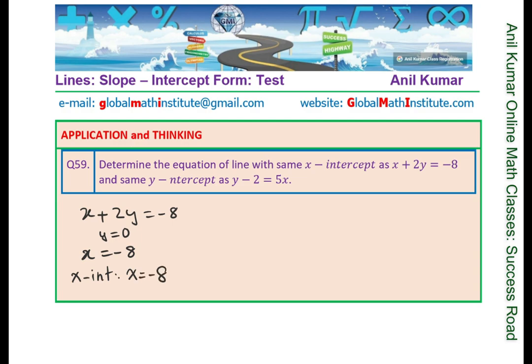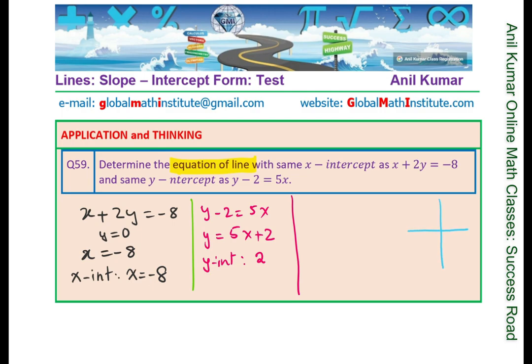Now let's look into the second line, which is given to us as y - 2 = 5x, or you can say y = 5x + 2. And in this case, we know that the y-intercept is 2, right? So we have the x and y-intercepts. Now we need to find the equation of the line, correct? So the equation of the line, when we are given both the intercepts, right? So let me sketch it here. Y-intercept being 2, x-intercept being -8, right? So the line is something like this, right? Well, this point is -8 and this point is 2.